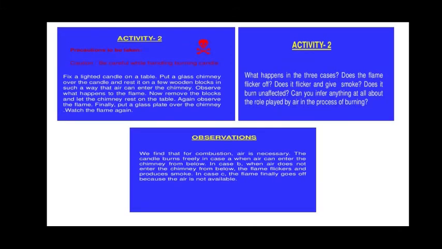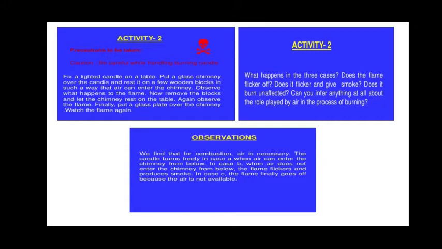Again, we'll continue with some more activities. All these activities are concerned with flame and combustion, so they should be done with care, under the supervision of your parents. First, activity 2, let us go for the first part. Fix a lighted candle on a table.